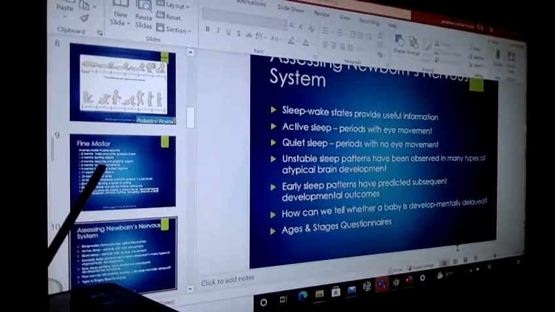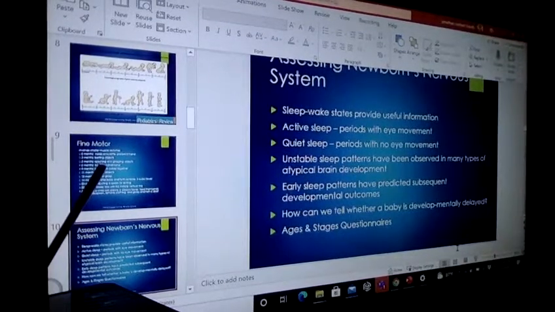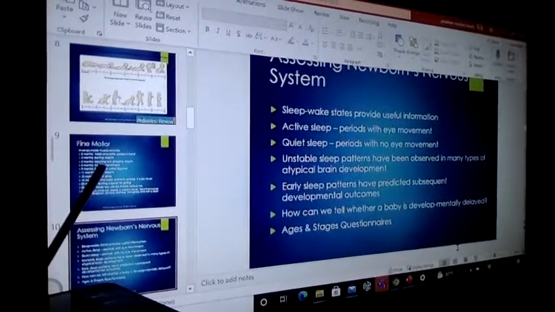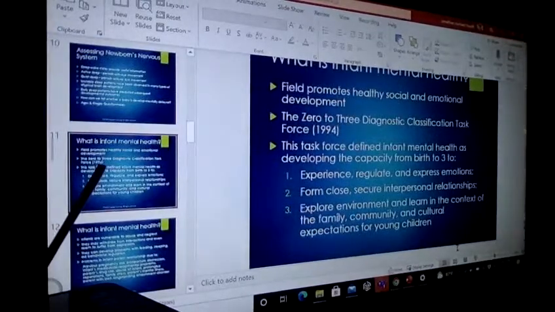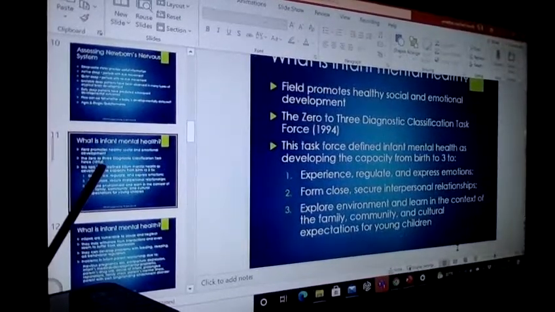So some of the questions at the end, like how can we tell whether a baby is developmentally delayed? In the womb, they can also see if the baby has trisomy 21, which is Down syndrome. There are also some ages and stages questionnaires that help you assess the newborn. Then you even get into what is infant mental health.